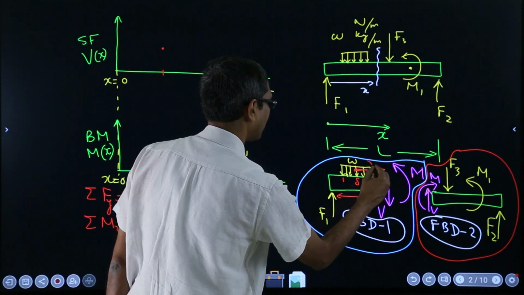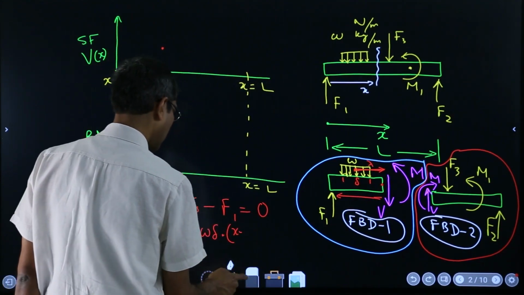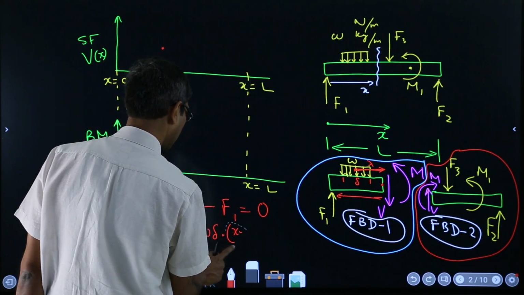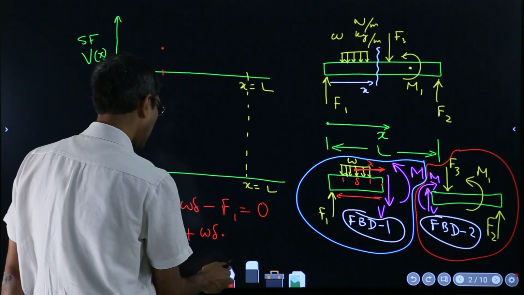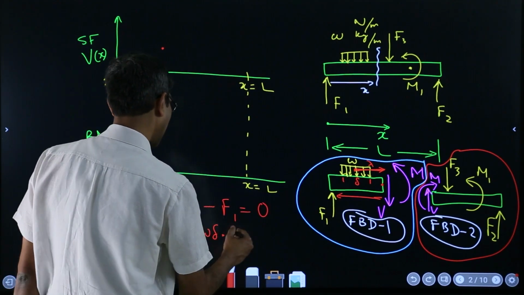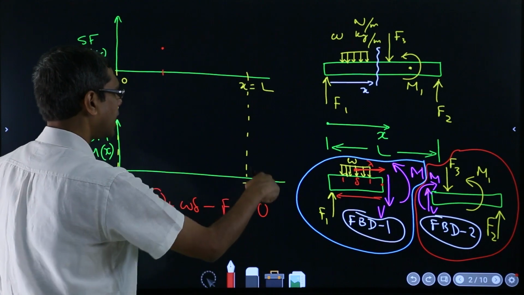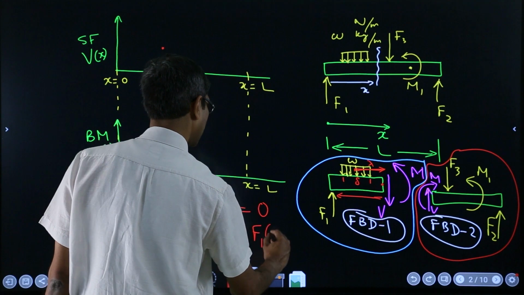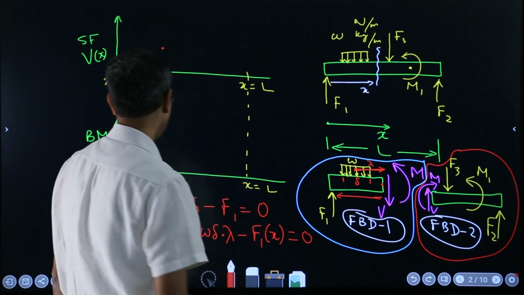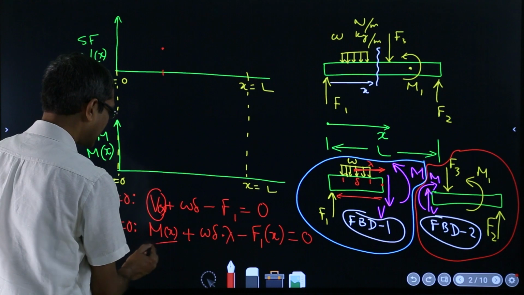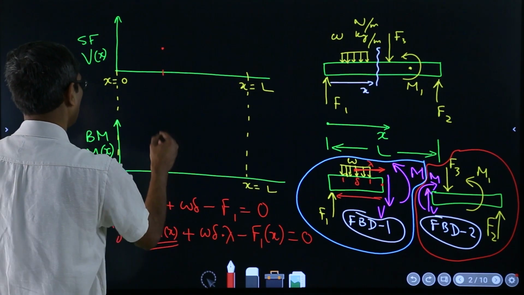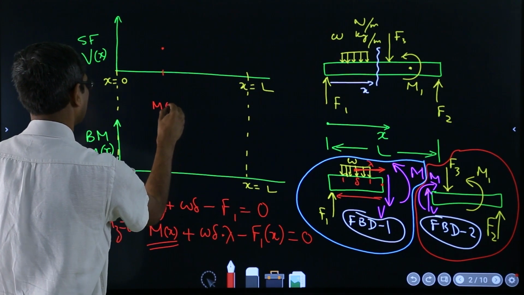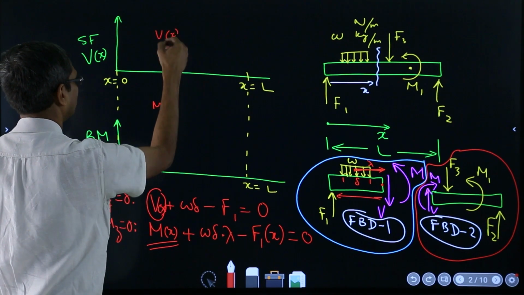Suppose this is, say, lambda, so I'll remove these and put lambda instead. Okay, and that is also clockwise, but this one minus F1 times x is 0. So if you solve this equation, you will get the value of M, and at the same location you will draw that. So this is M at x, this was V at x.